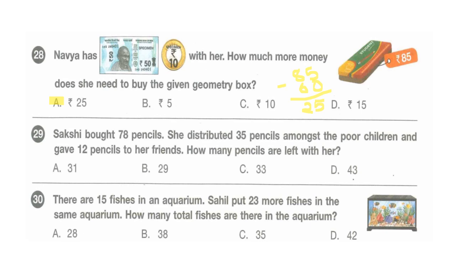Question number 29. Sakshi bought 78 pencils. She distributed 35 pencils among the poor children and gave 12 pencils to her friends. How many pencils are left with her? Option A 31, option B 29, option C 33, option D 43.